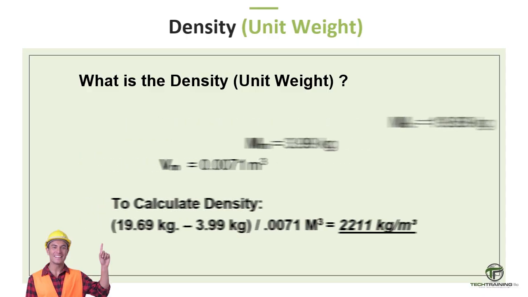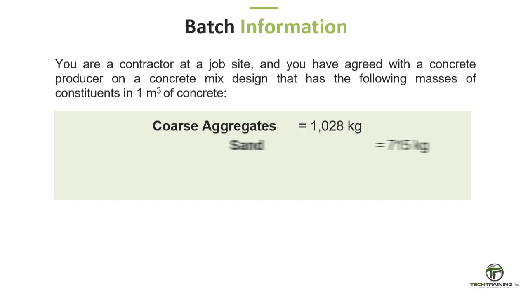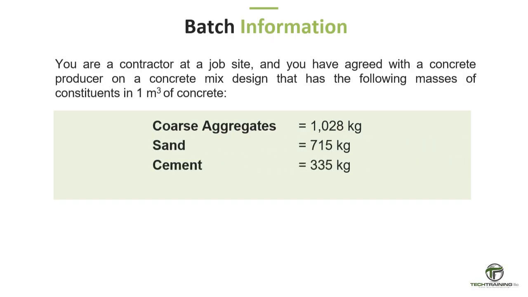This example states that you are a contractor at a job site. You have reached out to a concrete producer, and you have agreed with them on the design proportions of the concrete mix. The batch information provided indicates that in 1 cubic meter of freshly mixed concrete, there are 1,028 kilograms of coarse aggregate, 715 kilograms of sand, 335 kilograms of cement, and 156 kilograms of water.